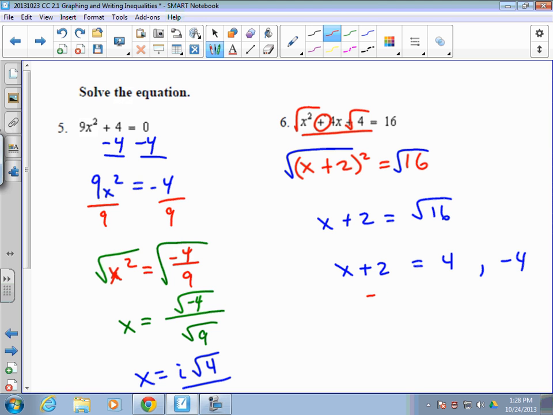Get rid of plus 2 by subtracting it. Do it here and do it here as well. And x equals 2 or negative 6.